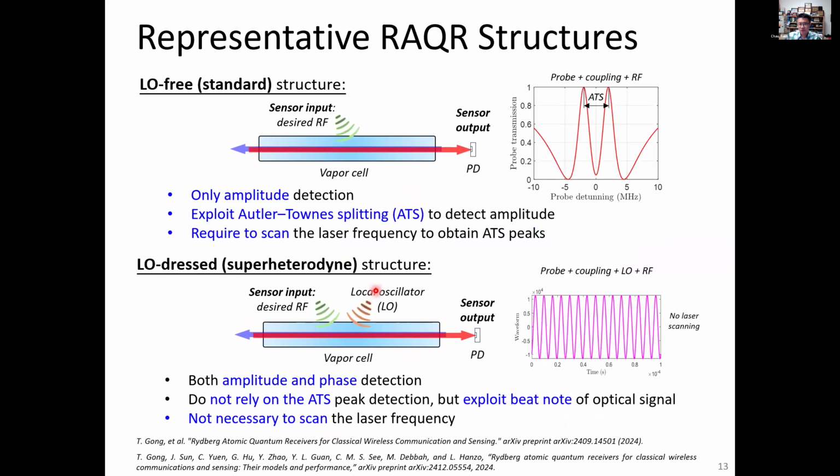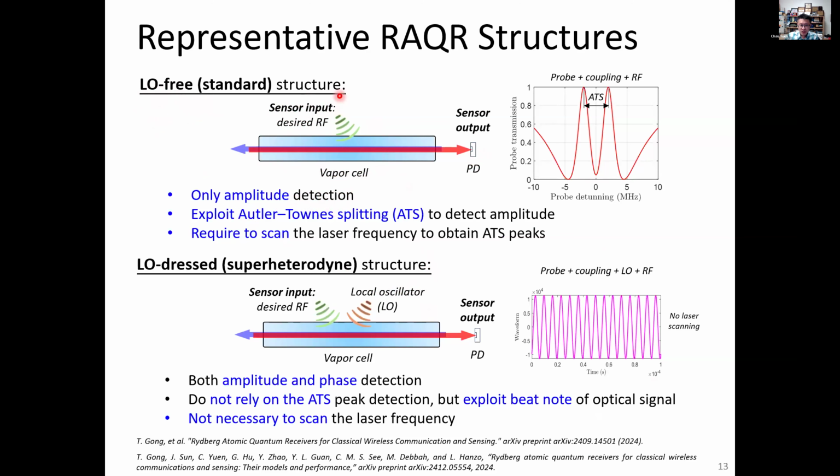So what happens next if there are some RF signals? Over here we show you two structures. The first one is called the no-LO structure, where LO stands for local oscillator, so in this case there is no LO. This is the so-called standard structure. Here is the cell that we saw just now, then the blue and red laser beams, then the photodetector. Whenever an RF signal comes in, for this no-LO structure, we can only detect the amplitude. We can't detect the phase of the RF signal.